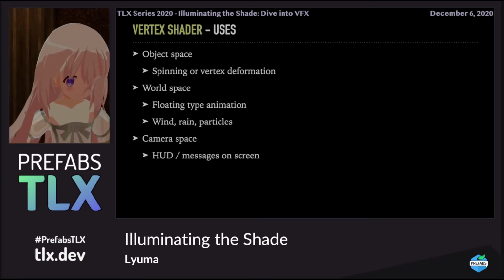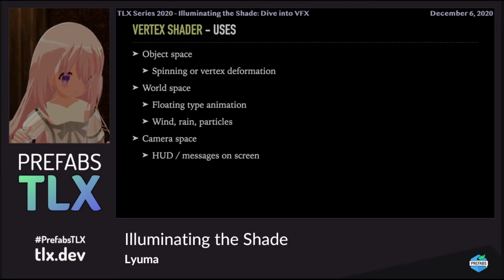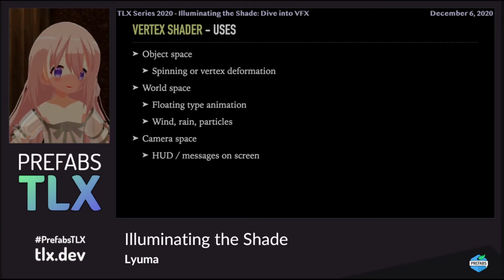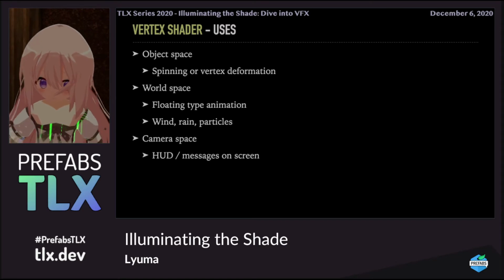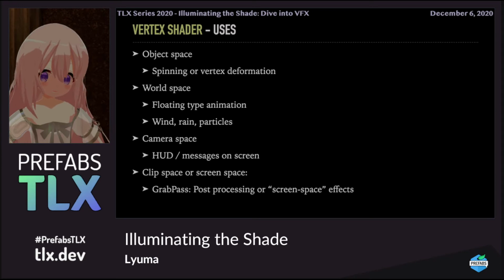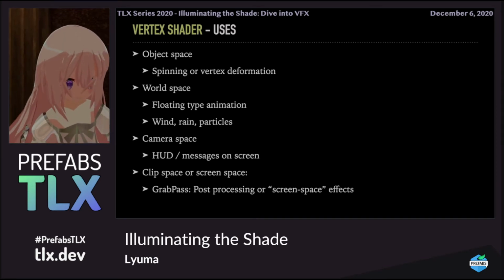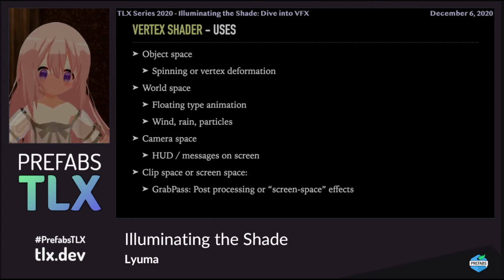Then there's camera space. It's usually not that useful to think of things in terms of camera space, but especially in VR, sometimes you want things relative to your camera and not relative to screen space, because screen space will be different in each eye. So that's something to keep in mind when you work with VR. But screen space you would often use for post-processing types of effects, things that run for every pixel.